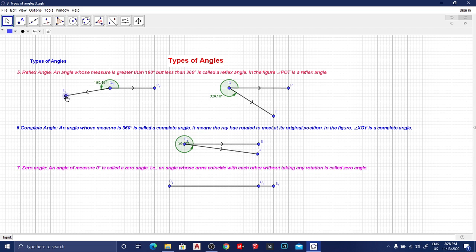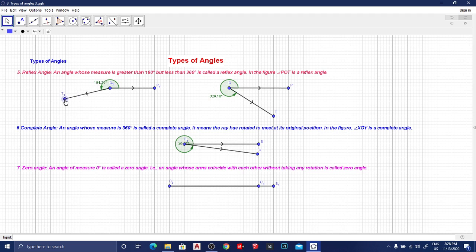If it rotates more than 180 degrees and reaches 360 degrees, in between 180 and 360, all these angles, meaning the angle which is greater than 180 degrees and less than 360 degrees, are called the reflex angles.